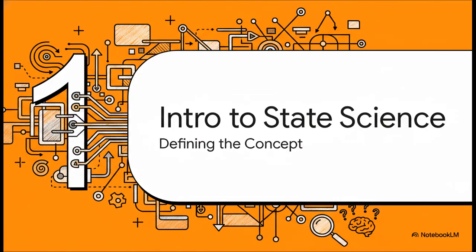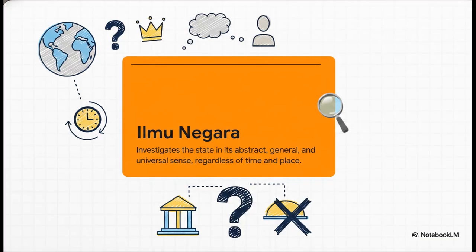All right, Section 1, Introduction to State Science. So before we can even start debating how a state should operate, we have to pause and pose a really fundamental problem. How do legal scholars begin to study something as massive and abstract as a state? It's not exactly a physical object you can just slide under a microscope, right?